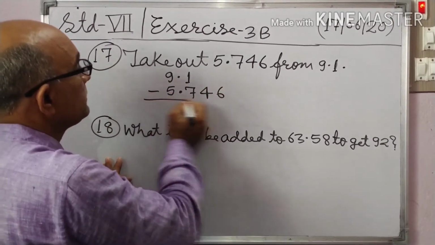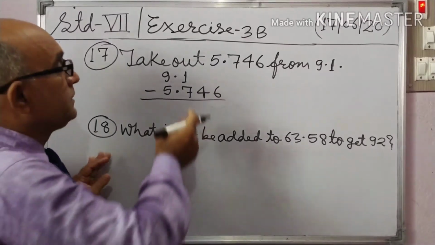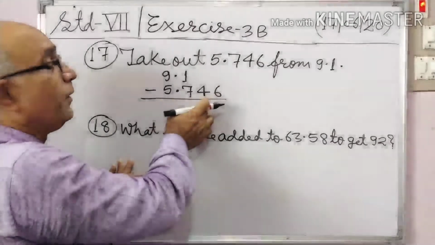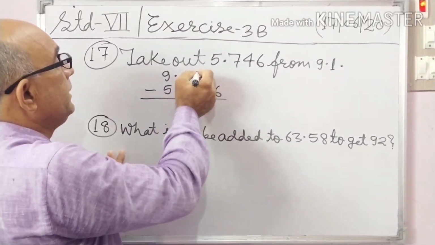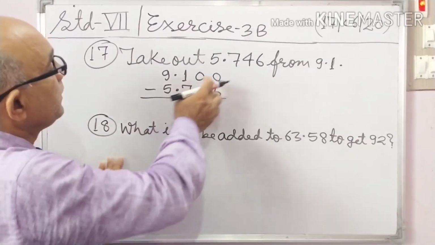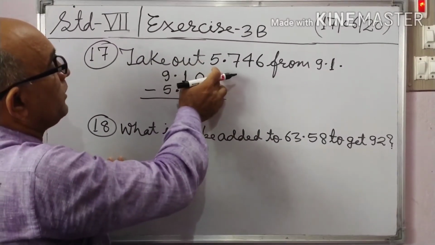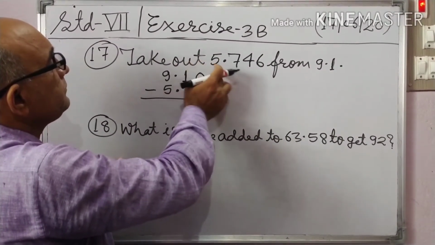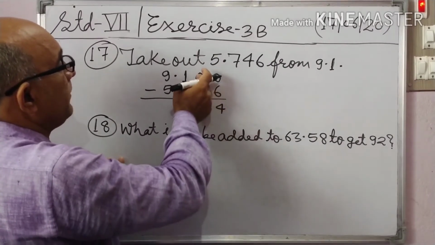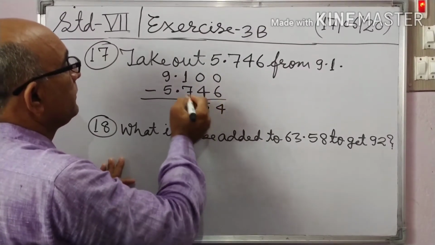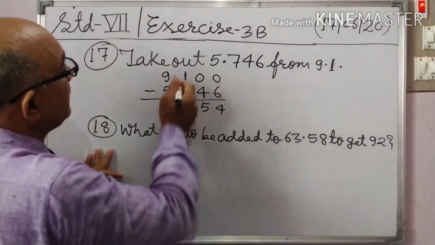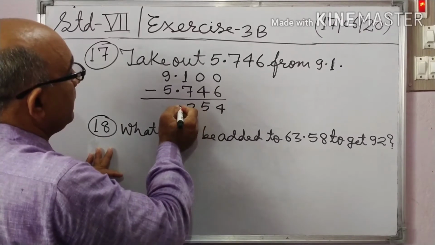5.746 minus. Now 9.1 changes into like decimals, so the highest decimal places is 3 decimal places: 7, 4, 6. So here also change to 3 decimal places, 9.1, 0 and 0. Now subtract them. 0 minus 6, that means 1 borrow. So 10. 10 minus 6, 4. Here 9. 9 minus 4, 5. Now I add 10. 1 tens, 10. 10 plus 0, 10. 10 minus 7, 3.